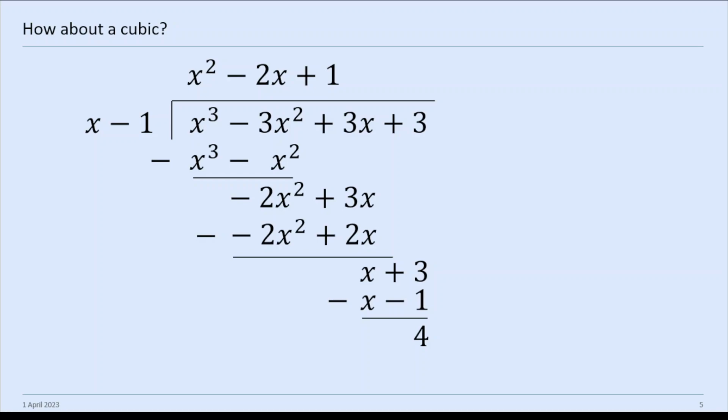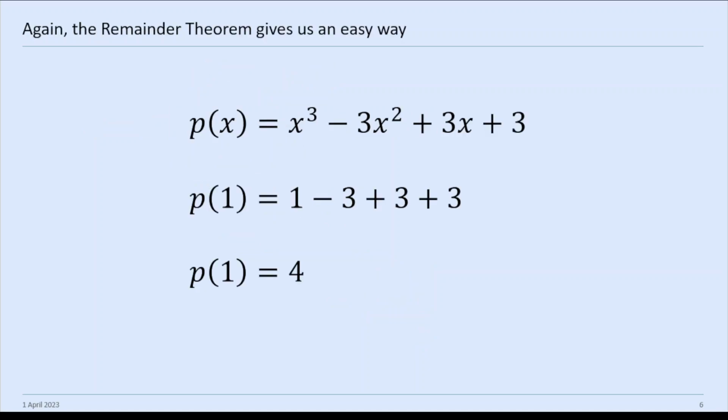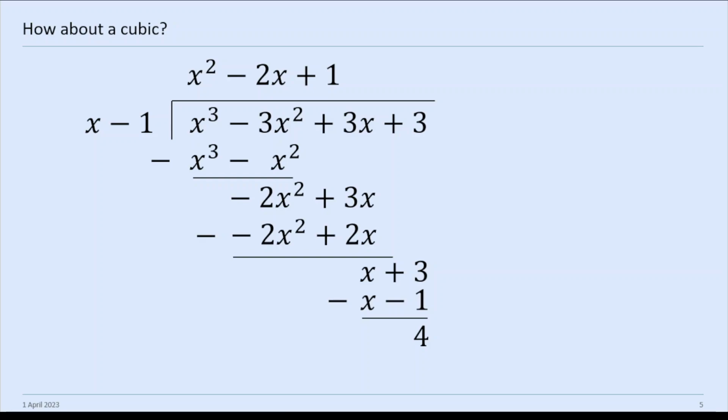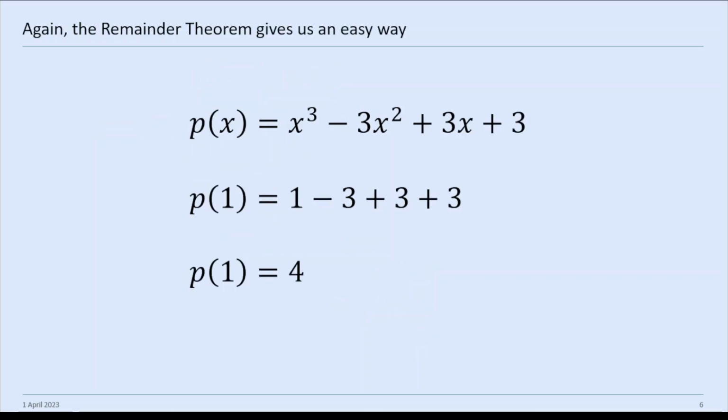But what we could have done is put 1 into the cubic. So we're dividing by x minus 1, so 1 is playing the role of a in our remainder theorem. So essentially, to get the remainder when you divide by x minus 1, all you need to do is just substitute in 1. So p of 1 is 1 minus 3 plus 3 plus 3, which is 4.